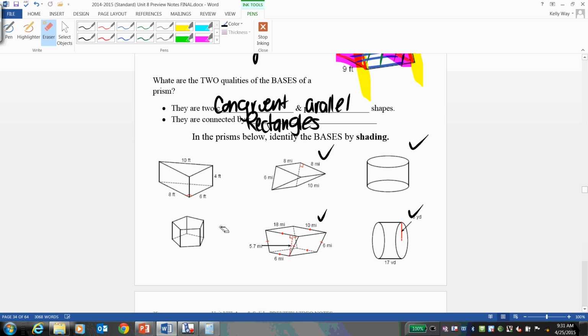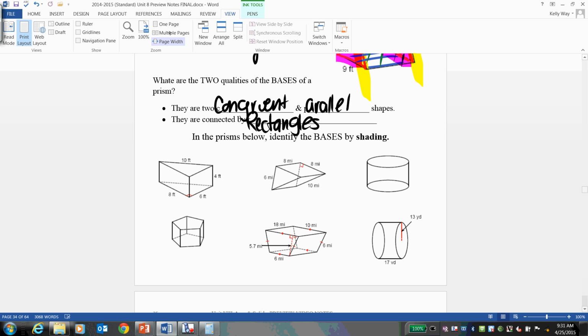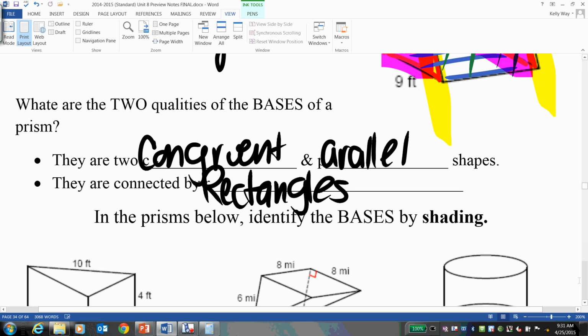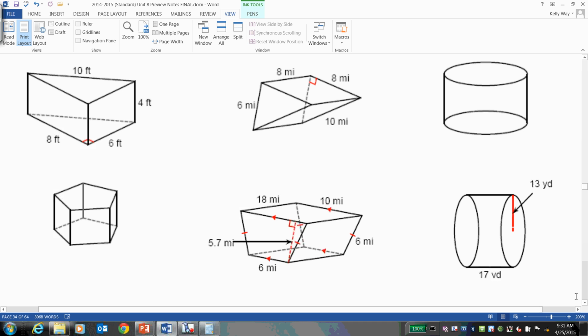Now, keeping that in mind, in each of these shapes, there are only two bases that have all three qualities. I'm going to set the timer for a minute. I want you to go through, and I prefer you to use a colored pen, pencil, or a highlighter, and find the bases here. Pause the video, shade, restart.